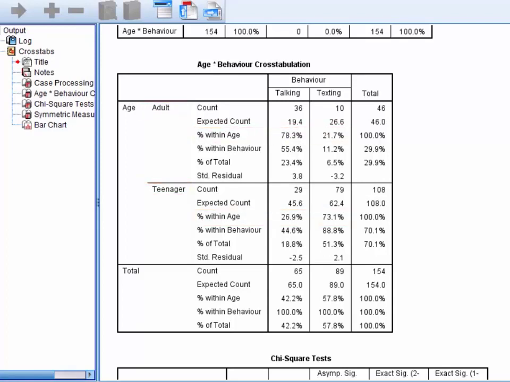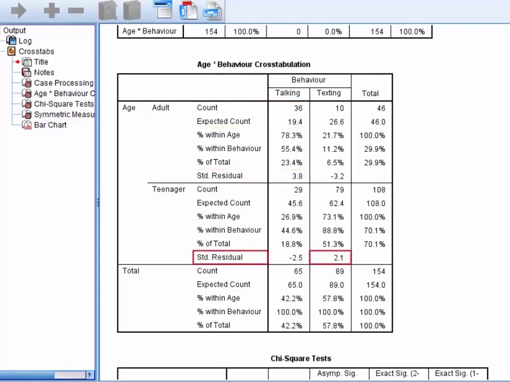At this point, and particularly in larger designs, it can be useful to look at the standardized residuals. They reflect the standardized differences between our observed cell frequencies and the cell frequencies we would expect if age and behavior were truly unrelated. Because they're z-scores, any standardized residual over plus or minus 1.96 is statistically significant at an alpha level of 0.05. For example, this standardized residual of 3.8 tells us that there were significantly more adults talking than would be expected if age and phone use behavior were unrelated.